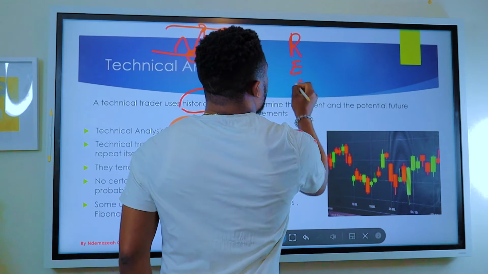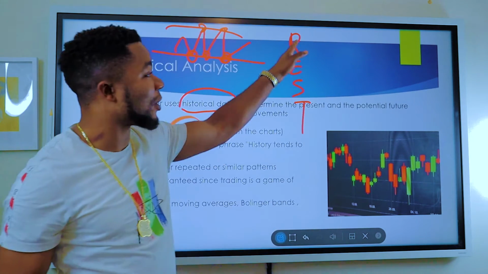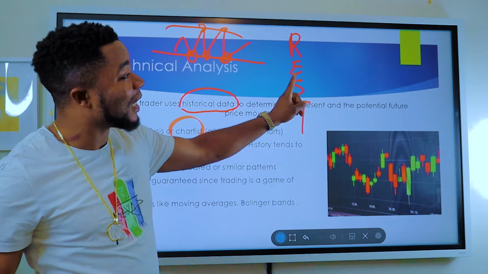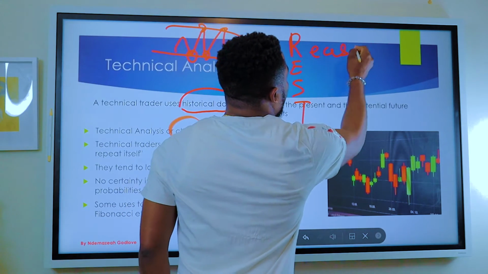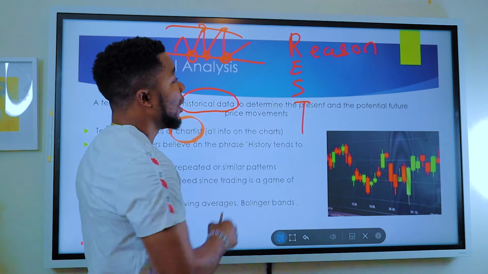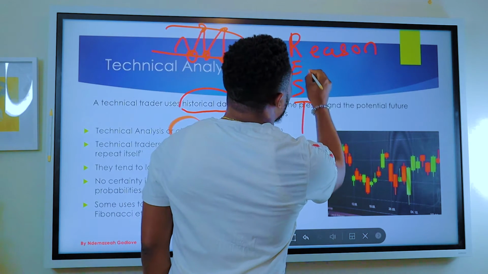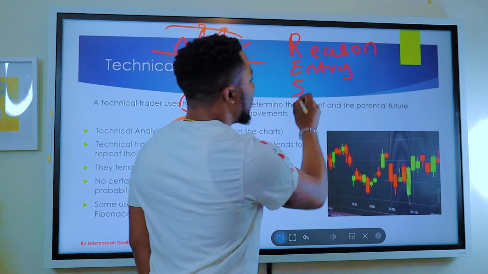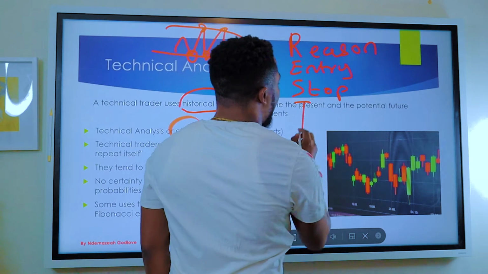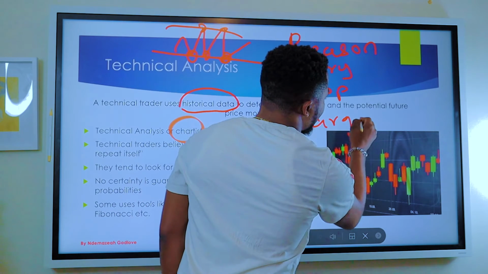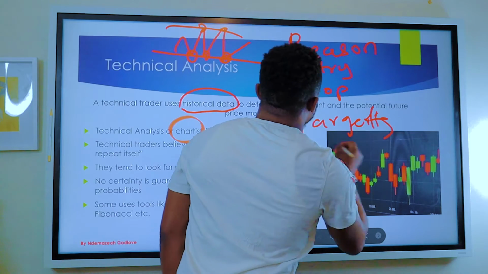I explained what we call REST. R stands for reason, E stands for the entry, S stands for your stops, and T stands for your target.